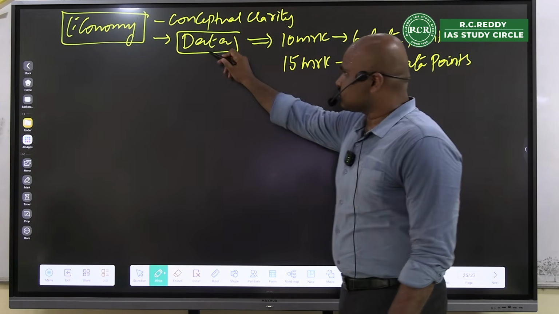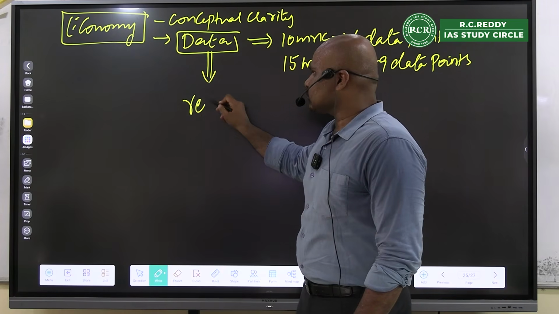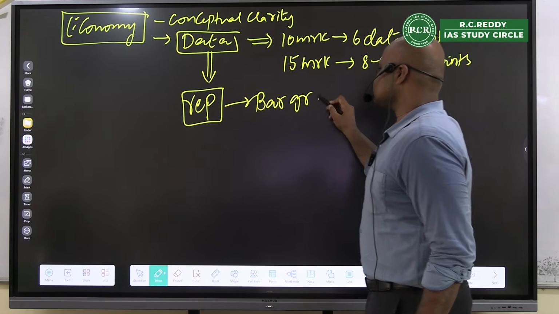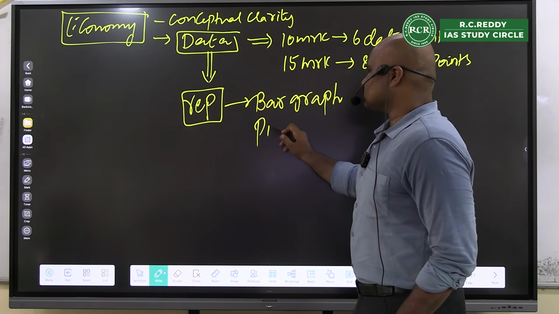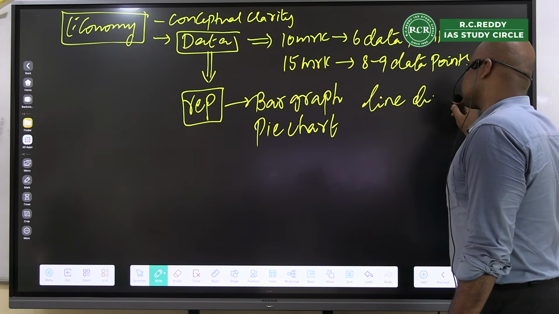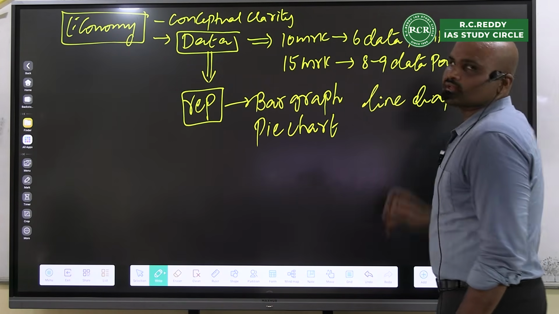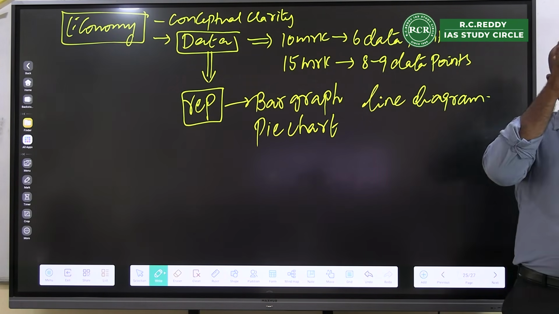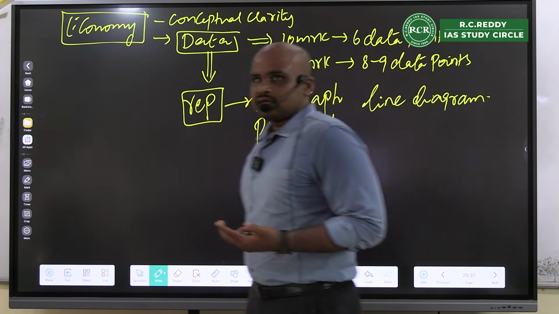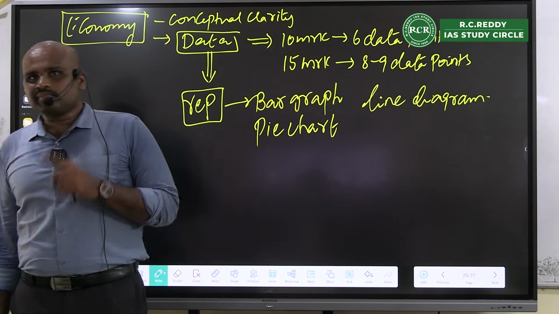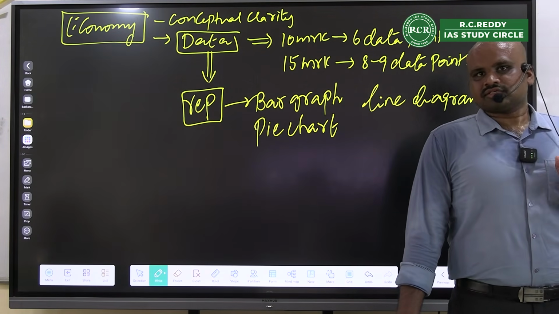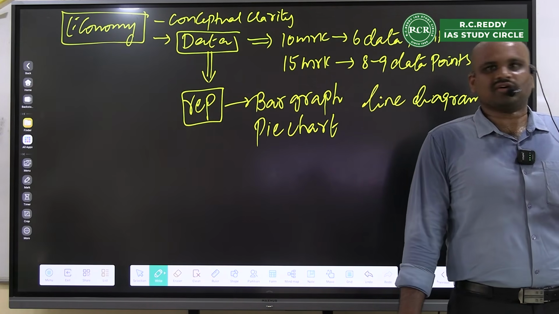Now apart from this, I can also have various forms of representation of data. That could be a bar graph, that could be a pie chart, that could be line diagrams. I can use any of these creative methodologies to represent the data when I am writing in economy. This is very important when writing economy, please maintain it at any cost. At any cost means at any cost.